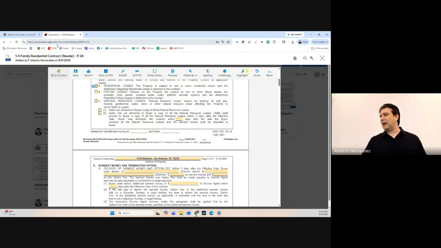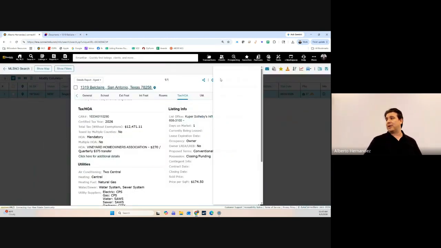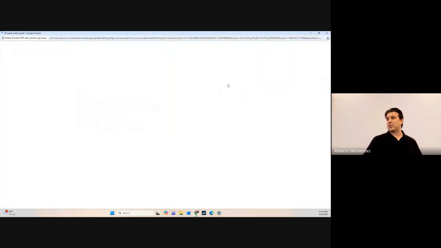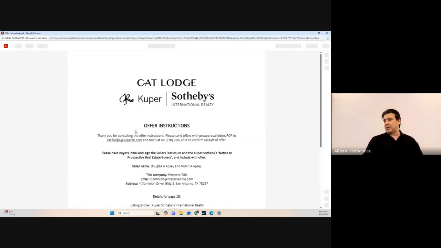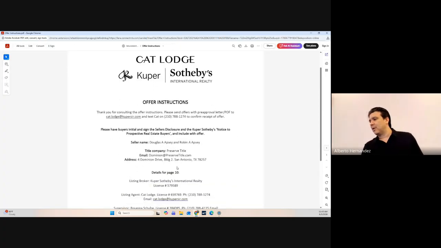Okay. So now we're talking about paragraph 5, earnest money and option fee. Who are we depositing stuff with, right? Now, if I go into her offer instructions, I'm going to take a wild guess and say she's told me who her escrow officer is. Title company's Preserve Title over there at 4 Dominion Drive, building 2, all that fun stuff.